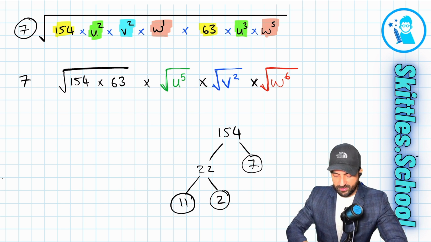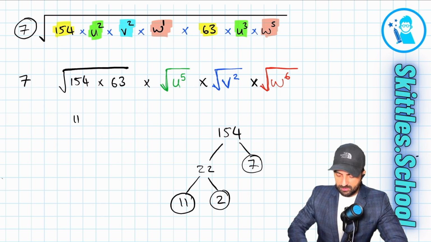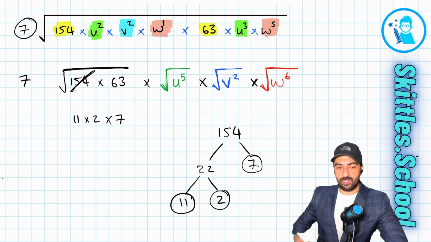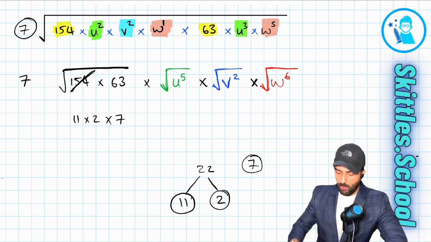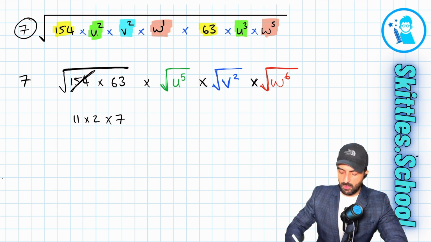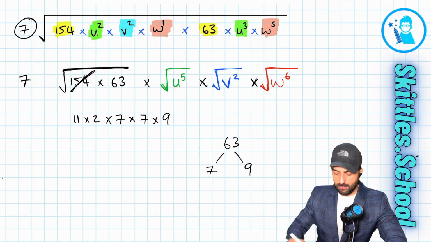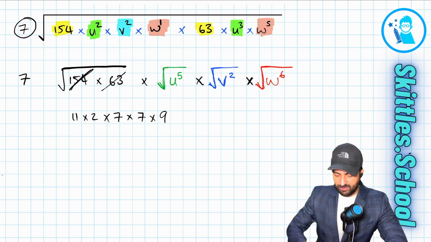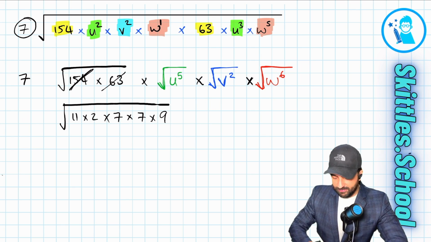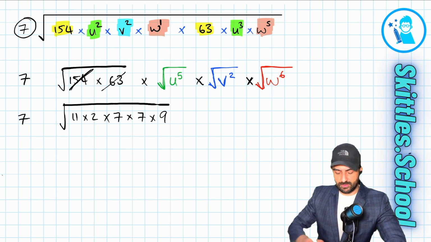So let's rewrite that as 11 times 2 times 7. So that's that bit done. Okay, so far so good. How about 63? Well, 63 is an easy one. We know that 63 is 7 times 9. So we'll write that as well. 7 times 9. So far so good. And again, that is still inside a square root. And we still have that number 7 on the outside.